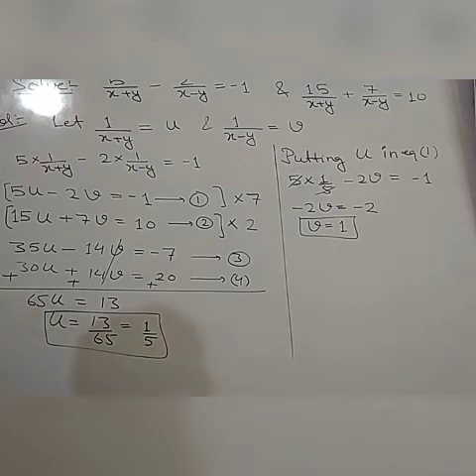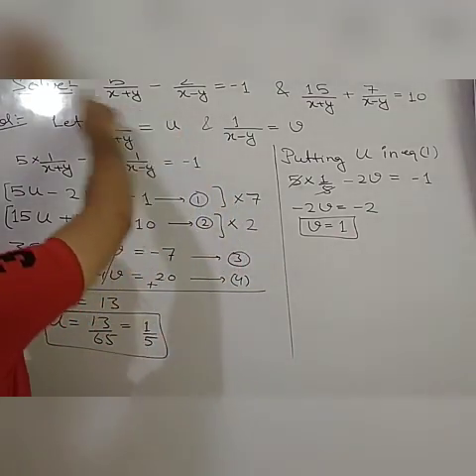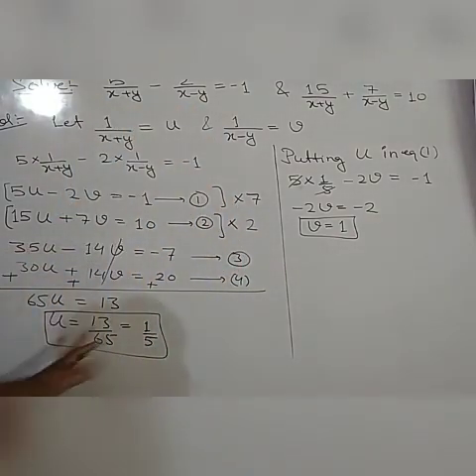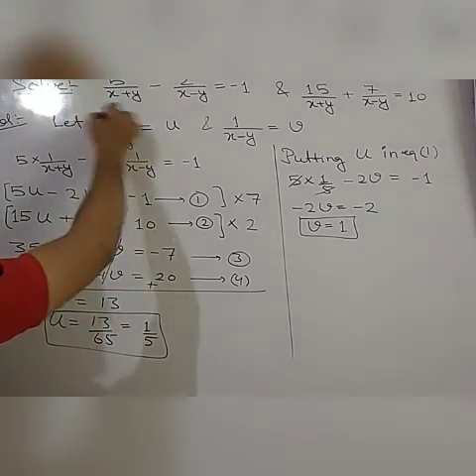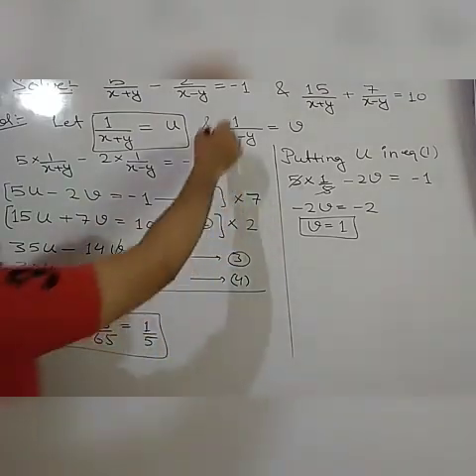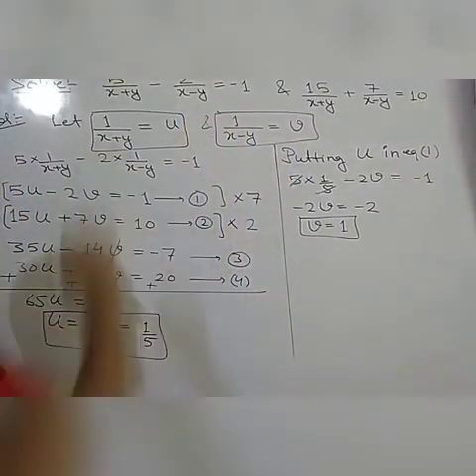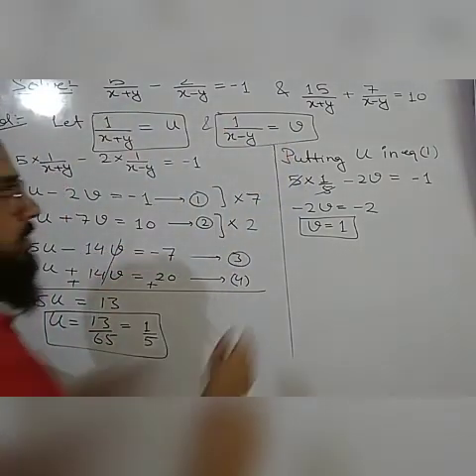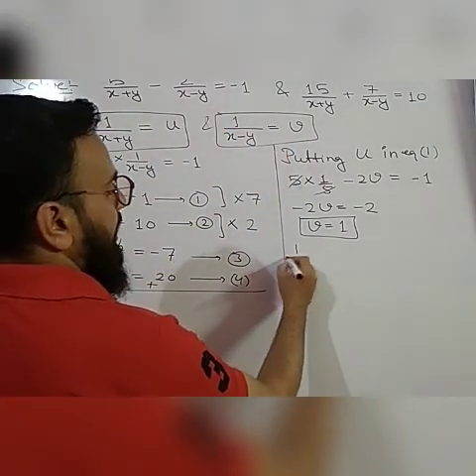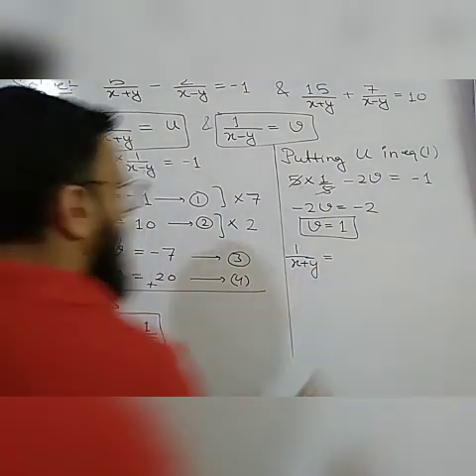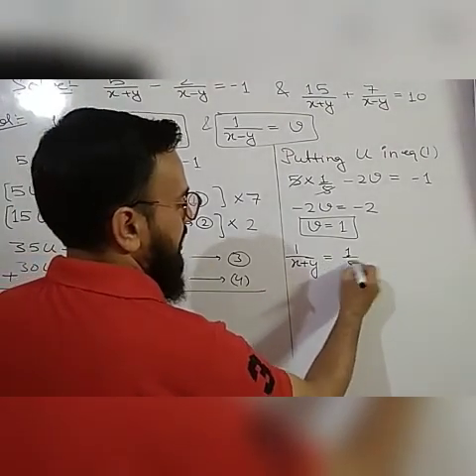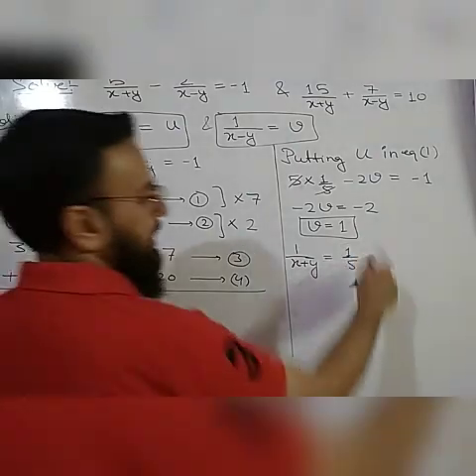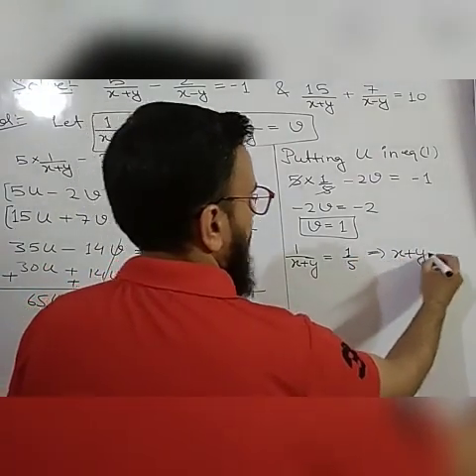Now we have to solve this equation for x and y, but we got the values of u and v. So like in the previous question, we have put the value of u in that part where we have considered u. Here we considered 1 upon x plus y is equal to u and 1 upon x minus y is equal to v. So putting the value of u, which is 1 by 5, 1 upon x plus y will be equal to 1 by 5. Now cross multiplying it, we will get x plus y is equal to 5.